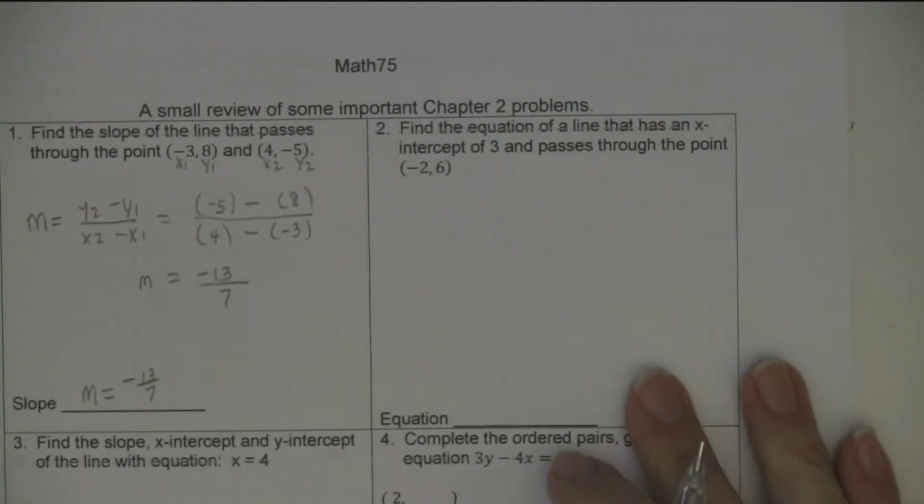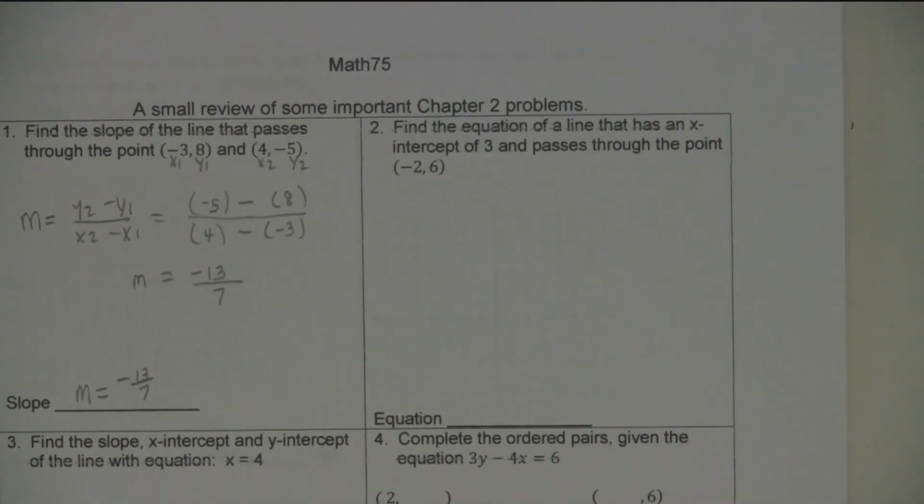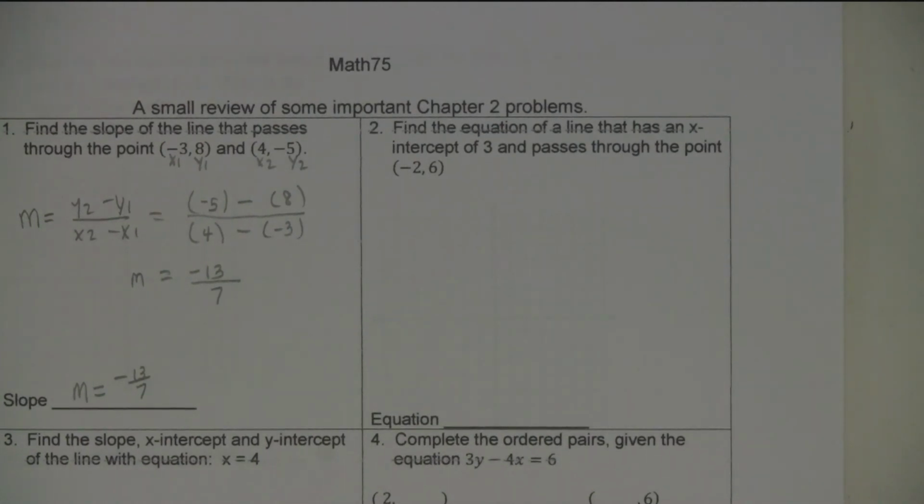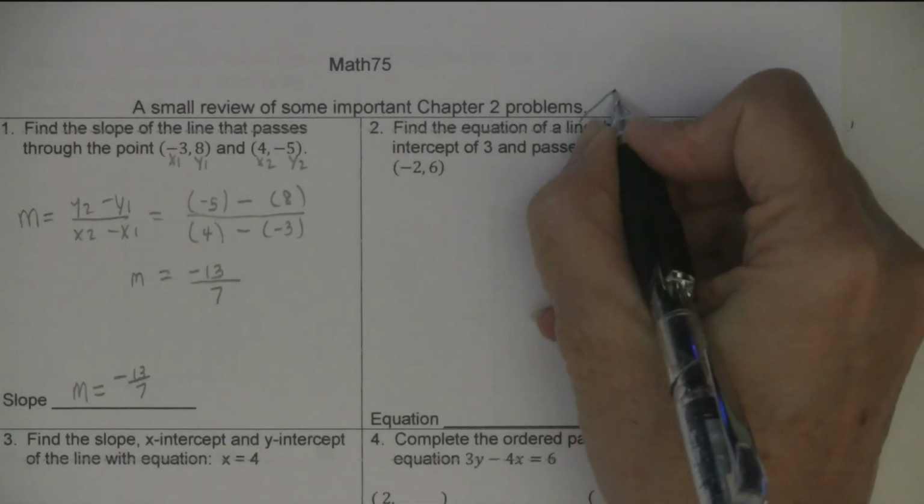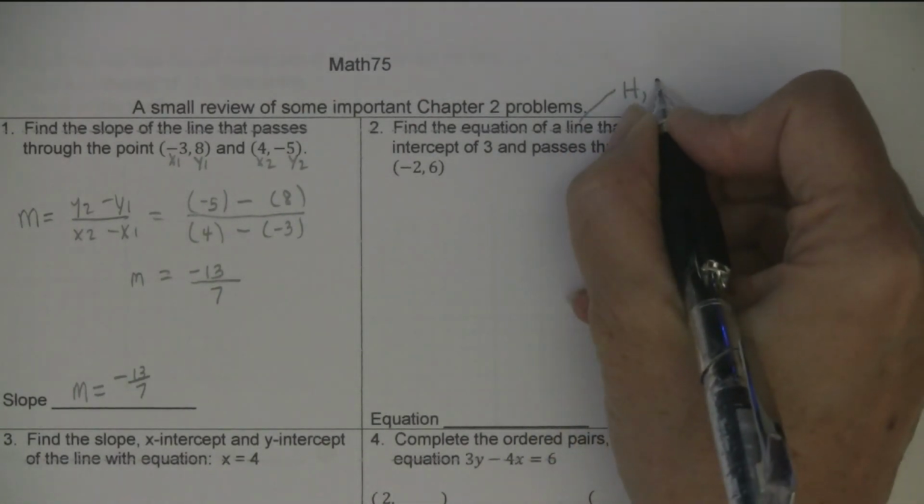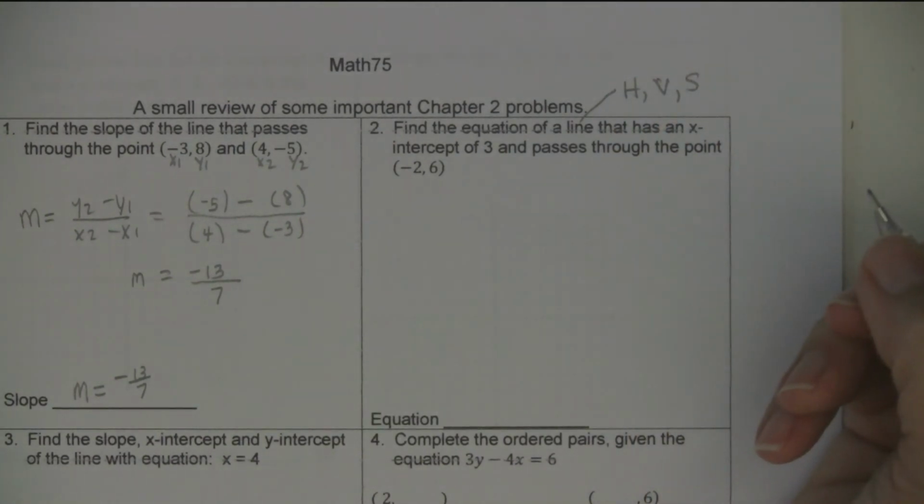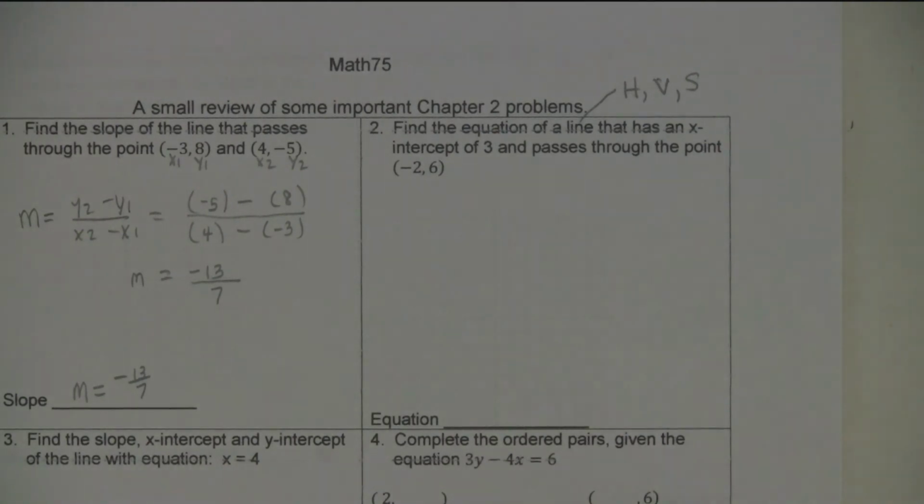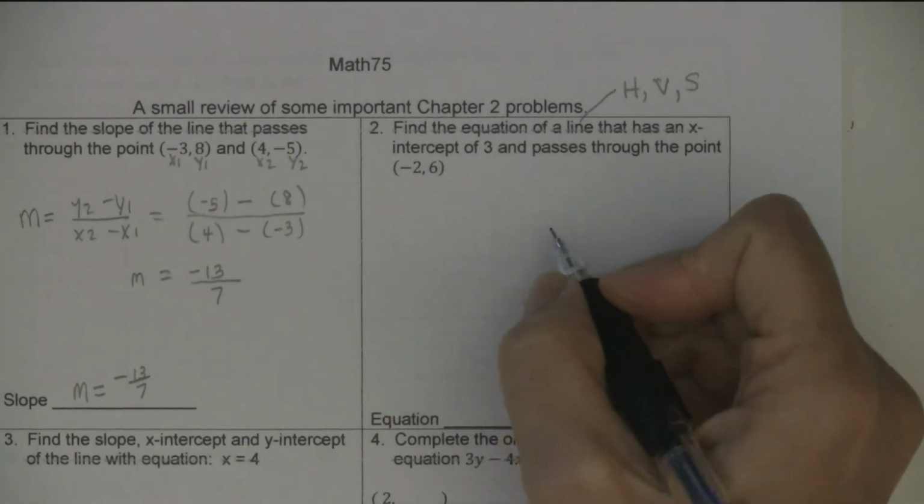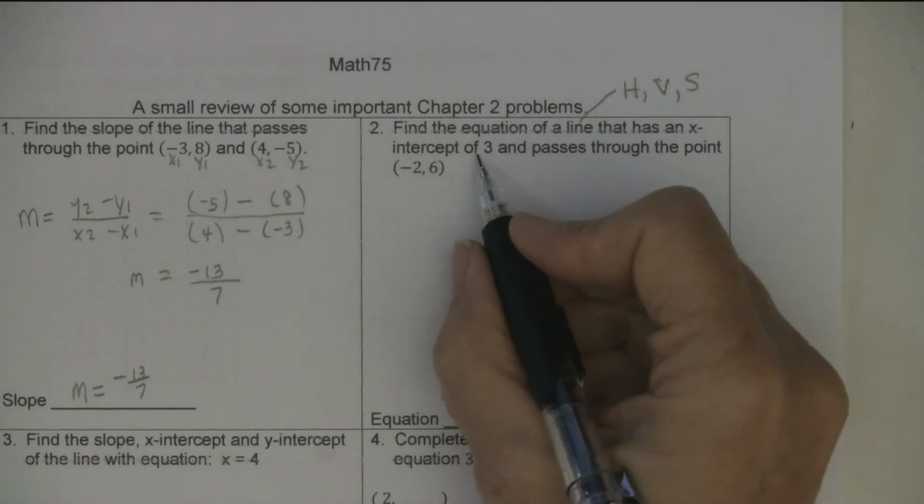Then this one is asking me to find the equation of a line with x-intercept 3 that passes through the point -2, 6. Anytime someone asks me to find the equation of the line, I think, is it horizontal, is it vertical, or is it slanted? And a way that you can answer that question is by knowing the slope. And so they didn't tell me the slope. They told me the x-intercept.